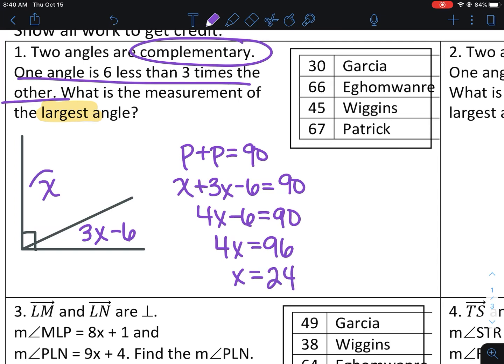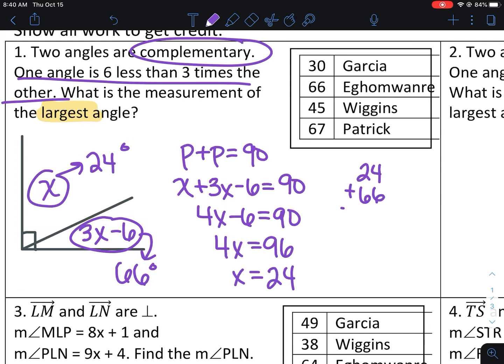So now I'm going to plug that back in. So that's going to be 24 here. And if I plug in a 24 there, let's see, it's going to be 66. So that's 24 degrees and 66 degrees. And of course, if you want to double check, just add them together to make sure they equal 90. All right, good. Now it said that we need the largest angle, which was 66. So even though the top angle looks larger the way that I drew it, ignore that. You're just looking at the actual angle measurement.